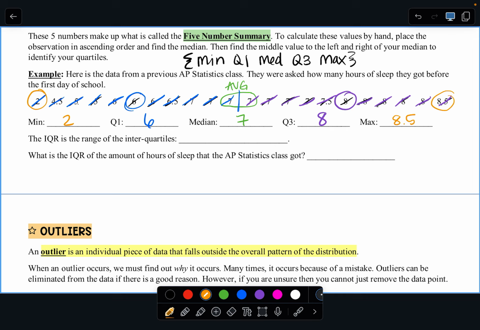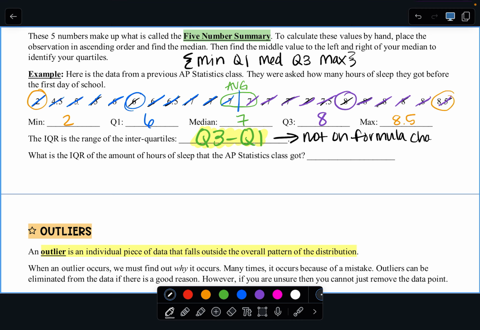In this case, the IQR is the range of the interquartiles. So by that we mean we are taking Q3 minus Q1. Now this is where I'm going to tell you the most important thing that you have to know on the AP exam without a formula chart: Q3 minus Q1, because that is not on the formula chart.